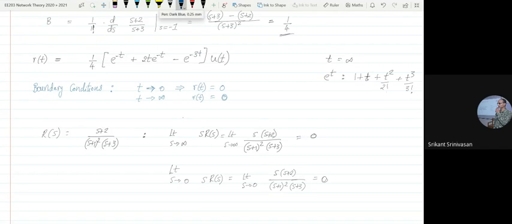And when you want to find out limit as s tends to infinity, what is s R of s? That is equal to R of 0. And limit as s tends to 0 is equal to R of infinity. So this is known as the initial value, and this is the final value. Initial value means I'm putting t equal to 0. That is my initial boundary condition.